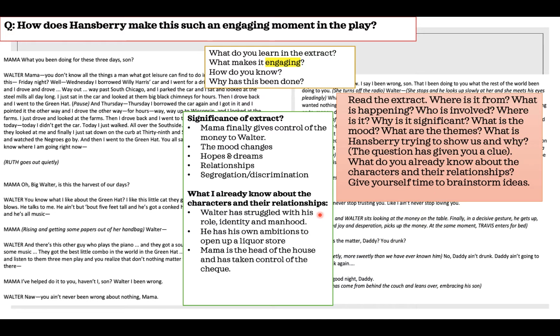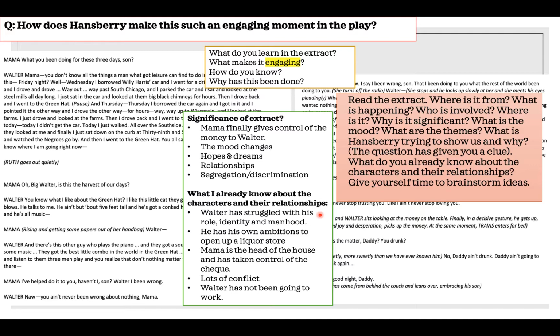Mama is the head of the house, as I've just mentioned, and she's taken control of the check, which she does relinquish here in this extract. There has been lots of conflict previously between Walter and pretty much everybody, really, apart from Travis. So we are expecting conflict because we already know that that's what really surrounds Walter. So it's no surprise that we do get some conflict. However, to an extent, it's resolved towards the end of this extract.